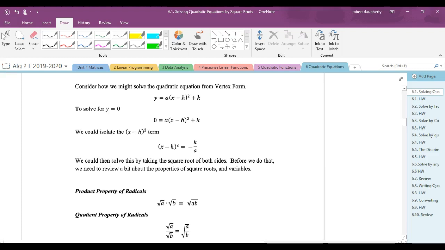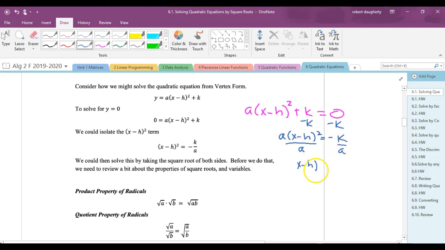So if I'm going to set this equation equal to 0, so a(x minus h) squared plus k equals 0, what I really want is to get x by itself. I want to solve it for x. What was the first thing I would do to try to get x by itself? The first thing I would probably do is just subtract k from both sides. Okay, so I would get a(x minus h) squared equals negative k. Now what will I do? Divide both sides by a, and I get (x minus h) squared equals negative k over a.